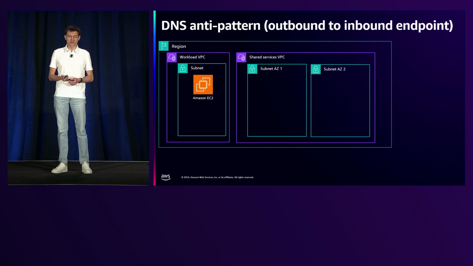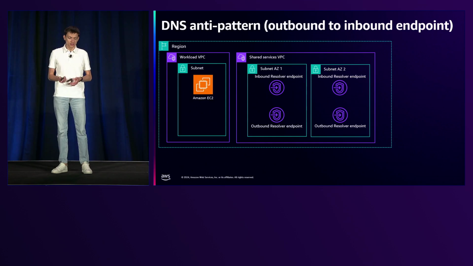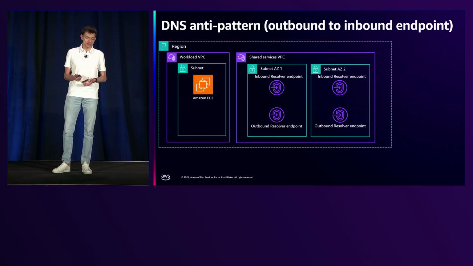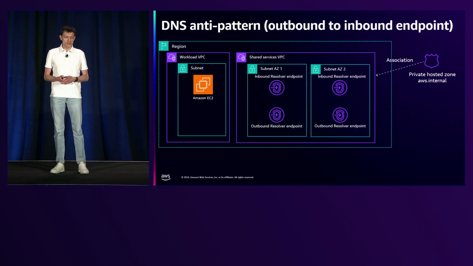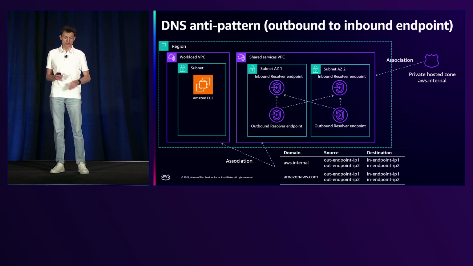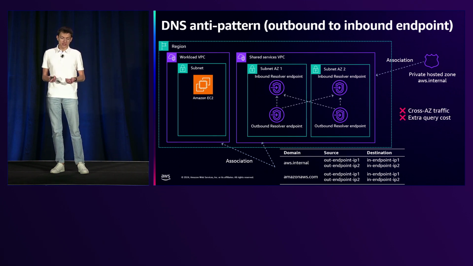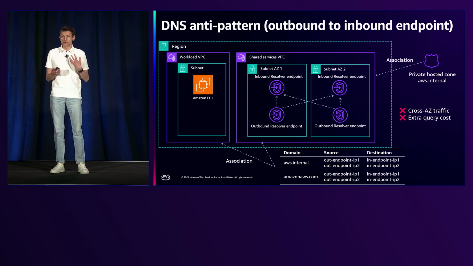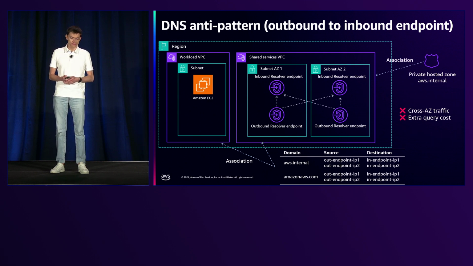Another anti-pattern we sometimes see is when we send DNS traffic from an outbound to an inbound endpoint. So we have 2 sets of these endpoints in, let's say, a shared services VPC. We associate a private hosted zone to this shared services VPC, but then we create resolver rules for different domains where we send traffic from the outbound to the inbound resolver endpoint. This also has cross-AZ traffic, but there will also be additional costs for all of your DNS queries going through these endpoints. So in general, this is not a recommended approach.